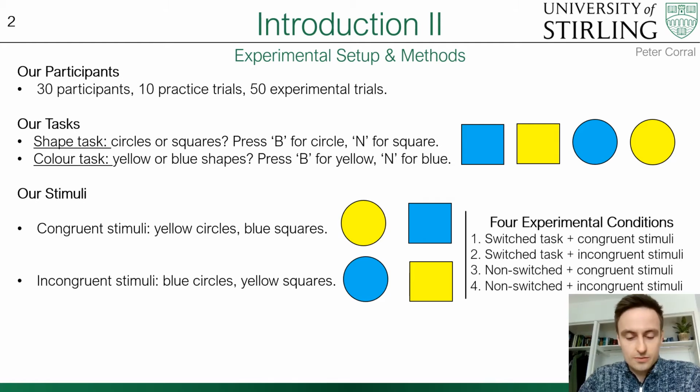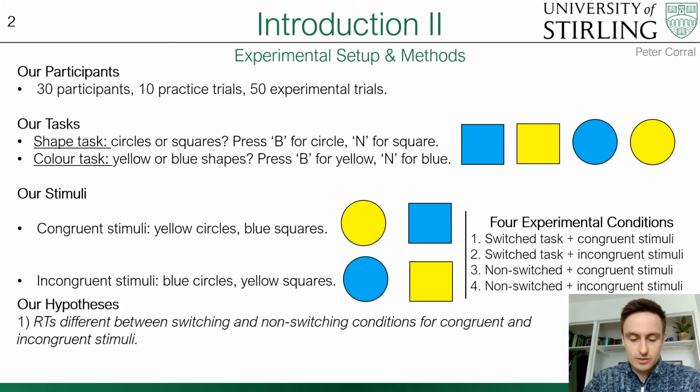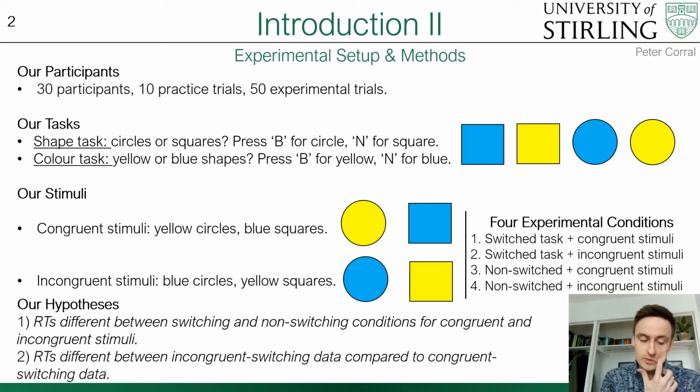Overall, participants faced 4 combinations of experimental stimuli. One was switch tasks plus congruent stimuli, switch tasks plus incongruent stimuli, non-switch tasks plus congruent stimuli, and non-switch tasks plus incongruent stimuli. Based on previous research, we formulated 2 quite open-ended hypotheses. The first one was that reaction times will be significantly different between the switching and non-switching conditions for both the congruent and the incongruent stimuli. And the second was that reaction times will be significantly different between incongruent switching data compared to congruent switching data.